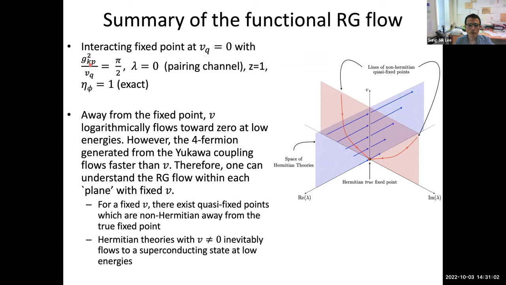And at this fixed point, the coupling functions are independent of momentum. The Yukawa coupling and nesting angle are independent of momentum. And at this fixed point, the dynamical critical exponent is one, and the anomalous dimension of the boson is one. And this exponent is exact due to the reason that the small nesting angle expansion is asymptotically exact. So that represents this fixed point, okay? But this is a rather fine-tuned fixed point because a generic theory without fine-tuning has a non-zero nesting angle. So we have to understand the RG flow for theories whose nesting angle is non-zero, okay?